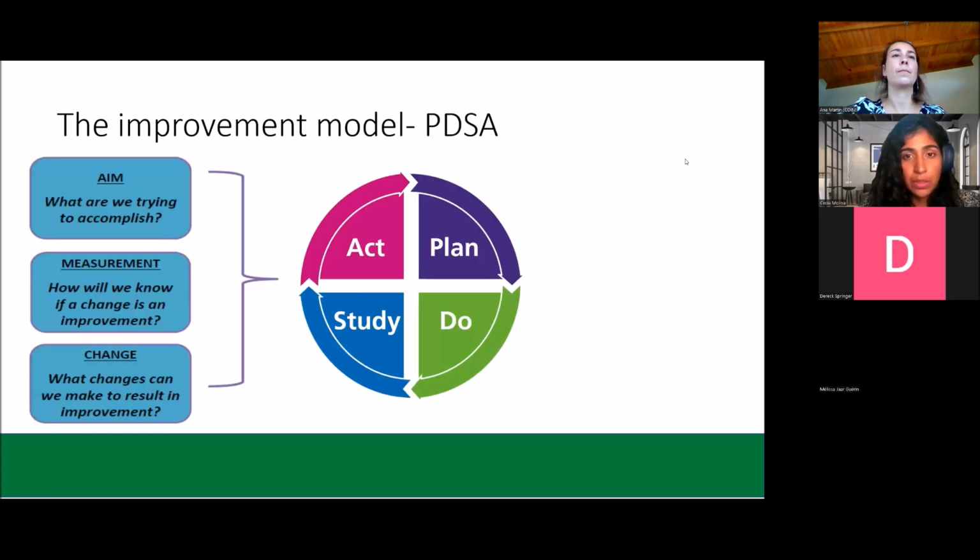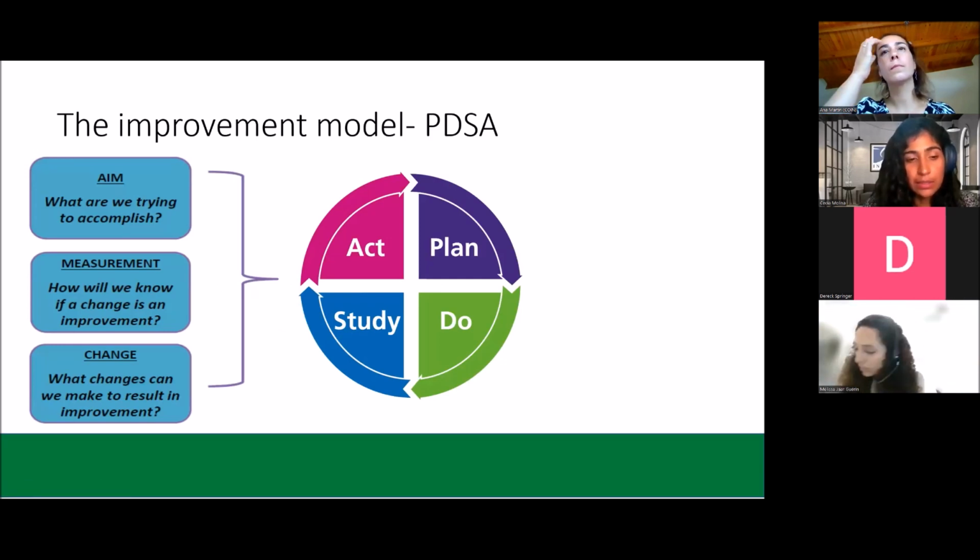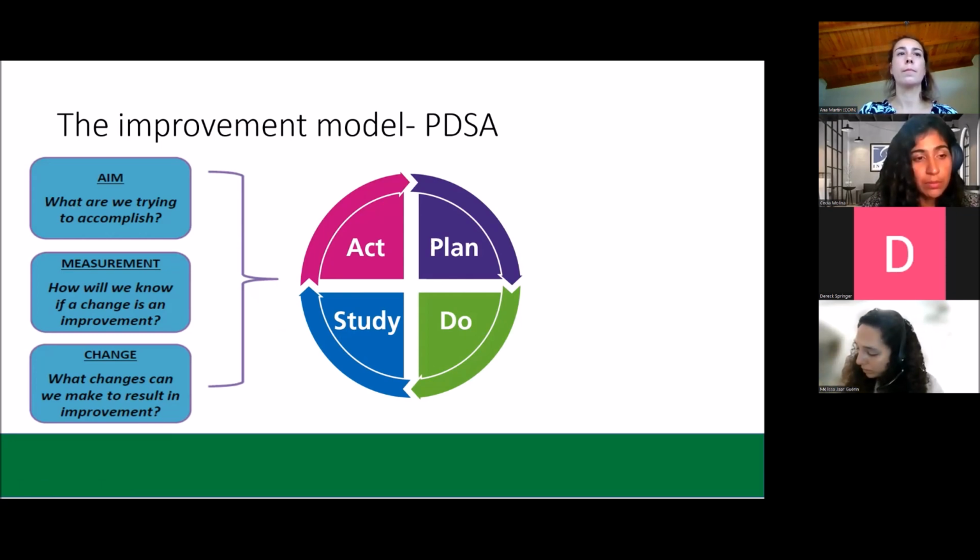Y cuando mencionamos lo que es PDCA, estamos hablando prácticamente de planificar, hacer, estudiar y actuar. Para responder un poco aquí, ¿verdad?, al objetivo, qué es lo que estamos tratando de lograr, cómo sabemos si un cambio es una mejora y qué cambios podemos hacer para que resulten en una mejora como tal.